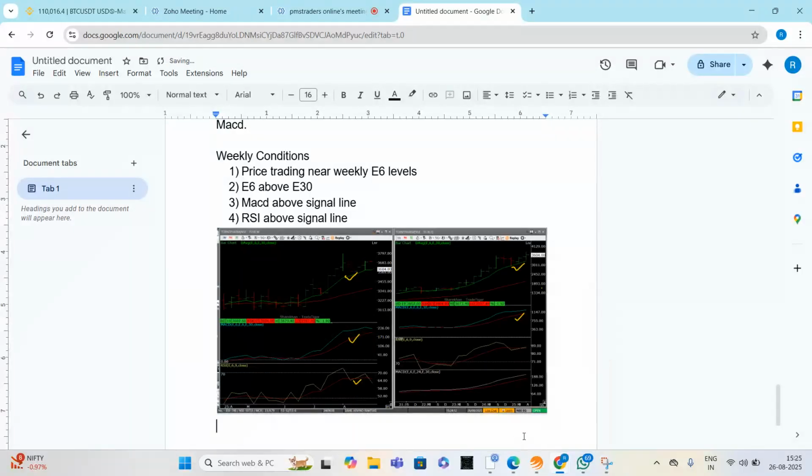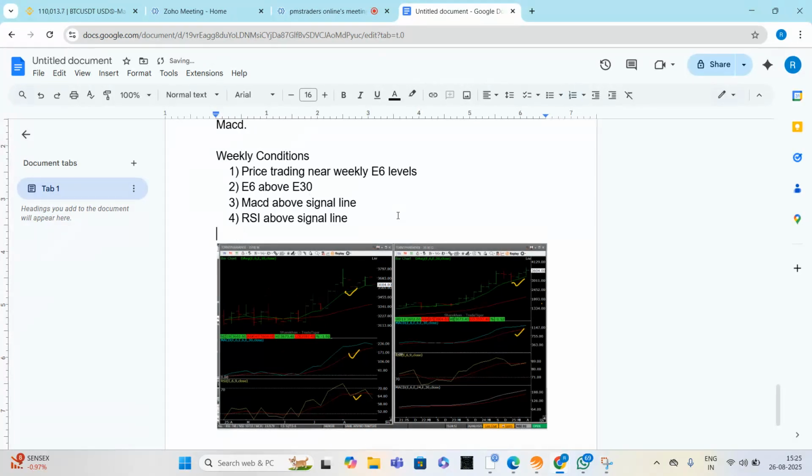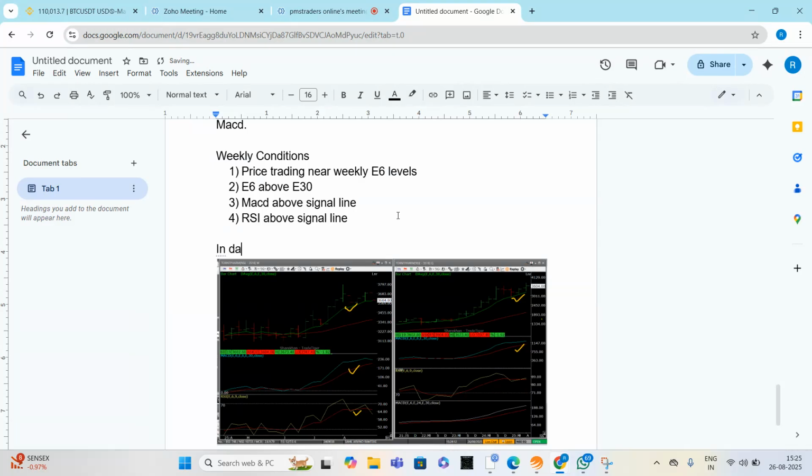After looking at the weekly conditions, there is one condition we have to observe in the daily chart as well. In the daily, only one condition: E6 must be above E30. That is the only condition we have to see.